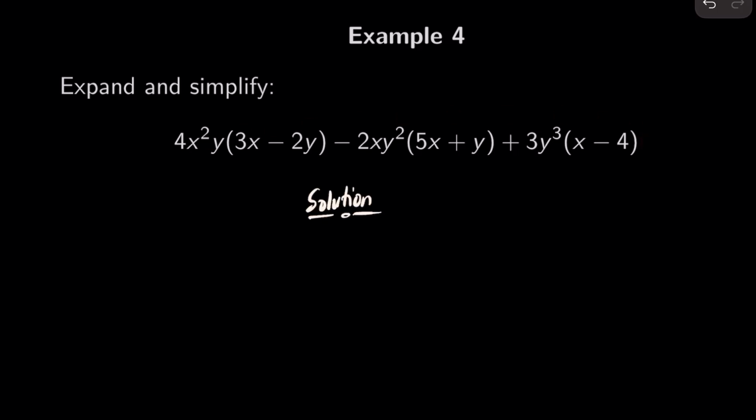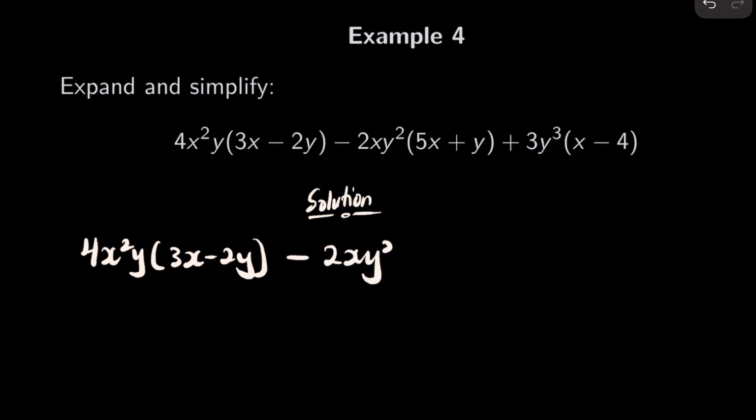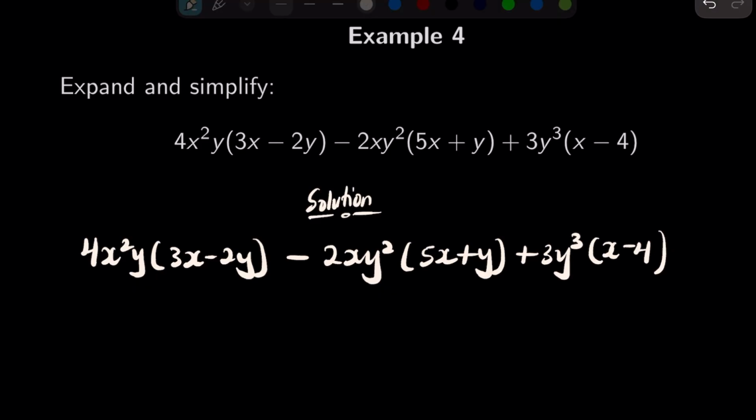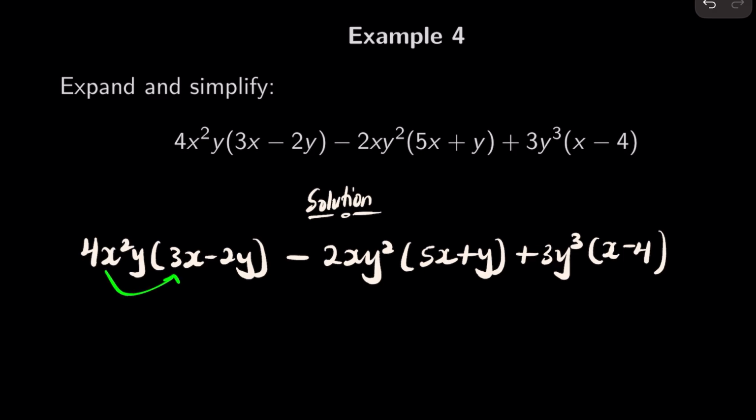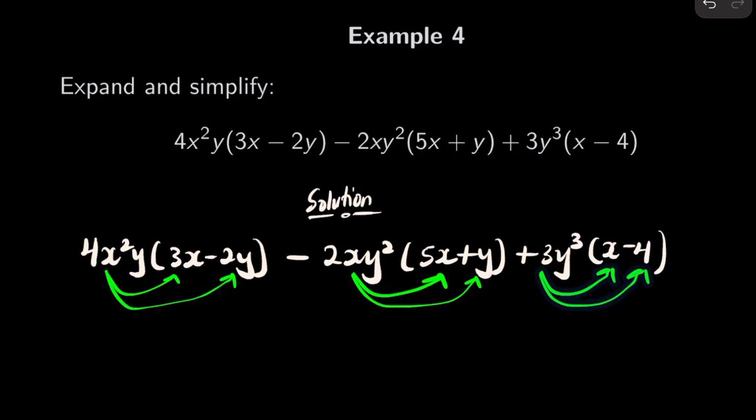Solution. So here we have the expression 4x squared y multiplying 3x minus 2y, minus 2xy squared, then 5x plus y, plus 3y cubed times x minus 4, right? So as we did in the first three examples, we have to distribute the term in front of the bracket, right? So here these will multiply each of these.